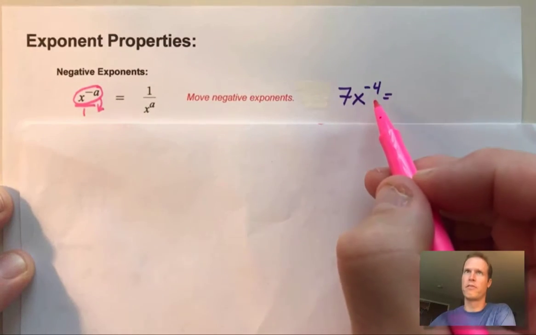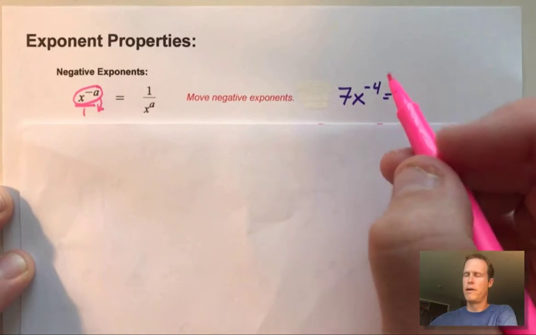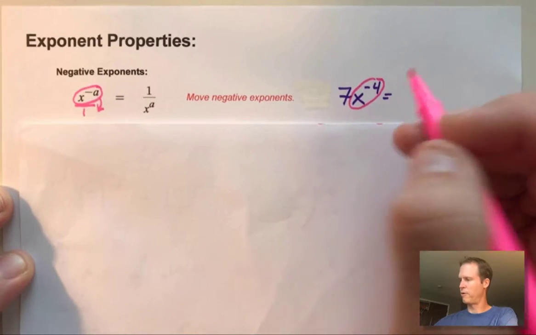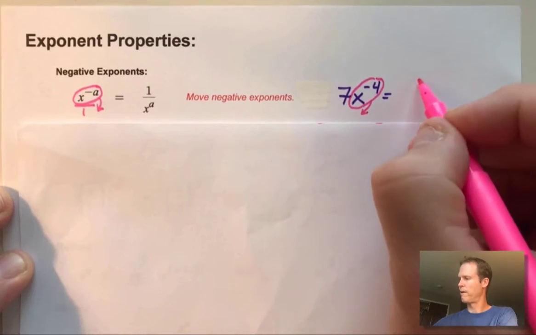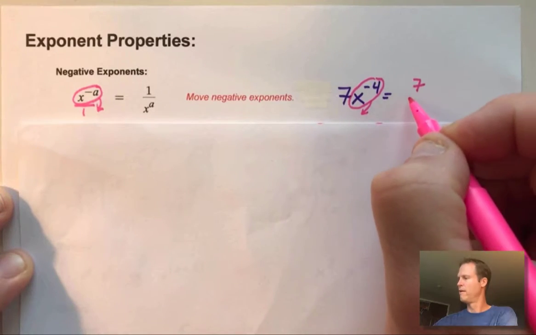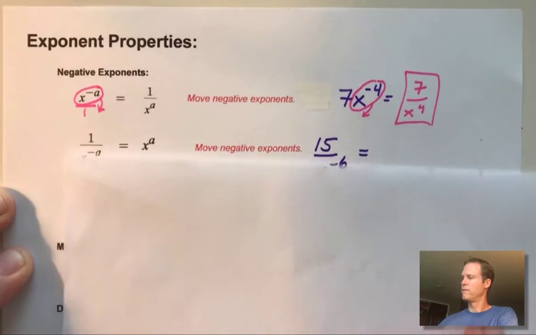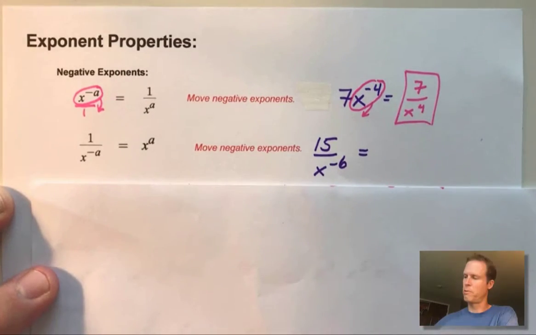In this case right here, for this example, if I have 7x to the negative 4, you're going to notice that I have the x to the negative 4 part just to the negative power. So that'll move down, and then I'll just have my final answer of 7 over x to the 4th power. It's that simple.